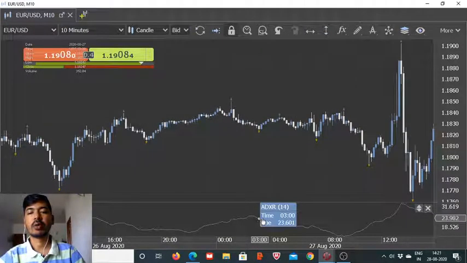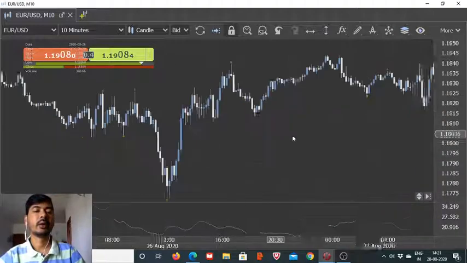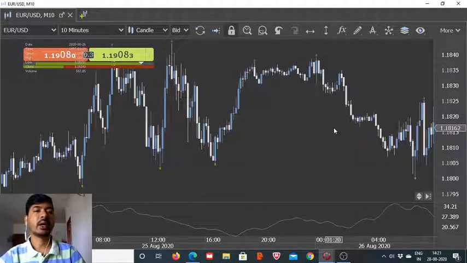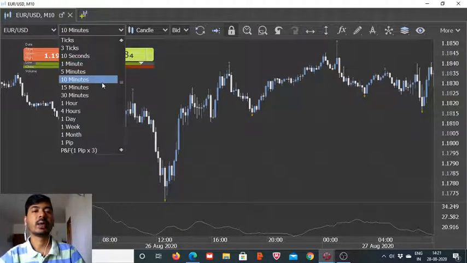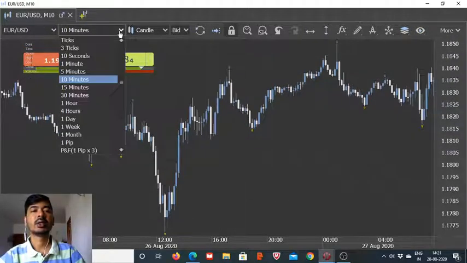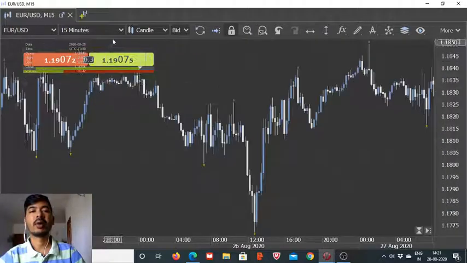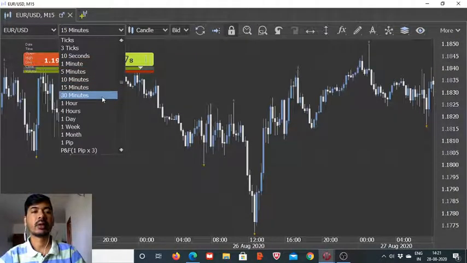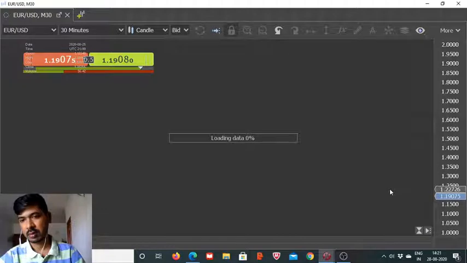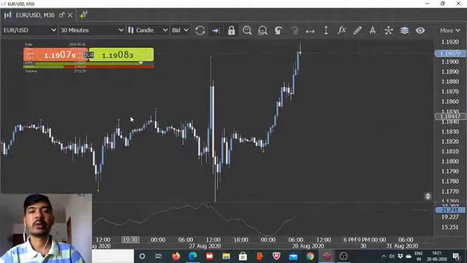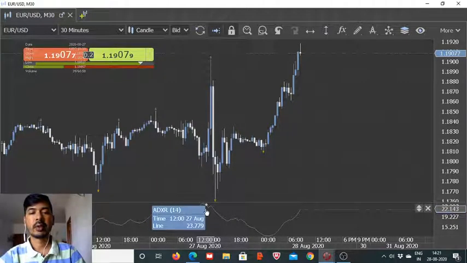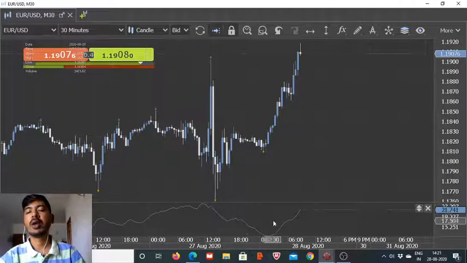And here also you can customize this indicator. Now this is for 10 minutes. If you want to make it 15, we can do that. We can change this to 15 minutes, to half an hour, or 30 minutes. So here we have this charting done on the 30 minutes. Here also we have the ADXR values which are below 25 only.